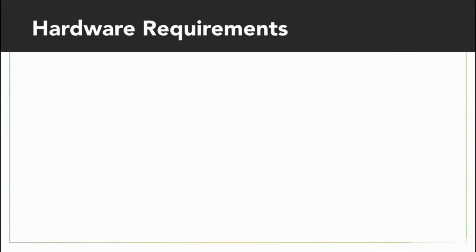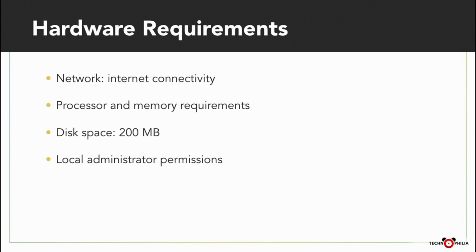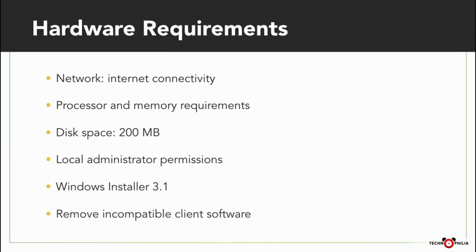The minimum hardware requirements for installing the legacy Intune software client include networking with internet connectivity, processor and memory requirements as required by the operating system, and at least 200 megabytes of available disk space. You'll need local administrator permissions to install the client software. Your PC will need to have Windows Installer 3.1 or later installed, and you must uninstall any version of Configuration Manager or Microsoft Systems Management Server, or SMS, from your system.